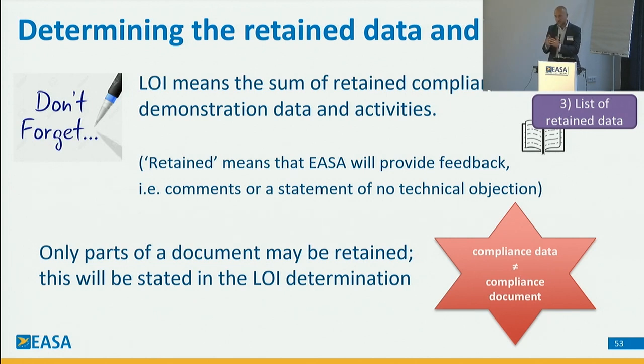But don't forget that you don't have to necessarily link your proposal of retain data to a compliance document. You can have, for example, a document of 1,000 pages where you believe that only a specific chapter is meaningful for our involvement. You can make such a proposal. So you can even identify part of a document or part of a certain compliance data. Okay.